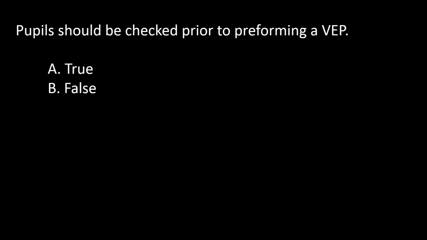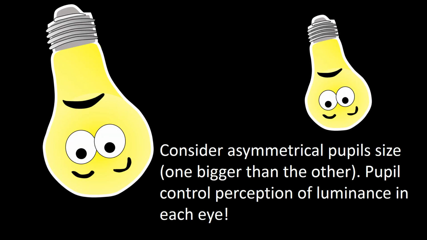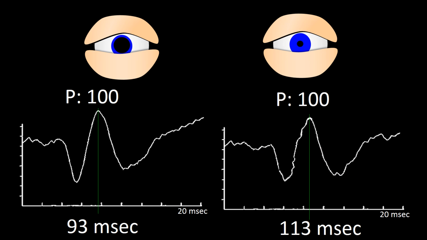Next question. Pupils should be checked prior to performing a visual evoked potential. A, true. B, false. A second eye factor that influences P100 is asymmetrical pupils. The reason for this is that luminance greatly affects P100, as we previously discussed, and pupil diameter controls the perception of luminance by the eye being tested. Asymmetrical pupils can produce significant latency discrepancy between the mydriatic eye and the normal eye. The latency may be reduced in the eye with a dilated pupil when compared with the non-dilated eye.